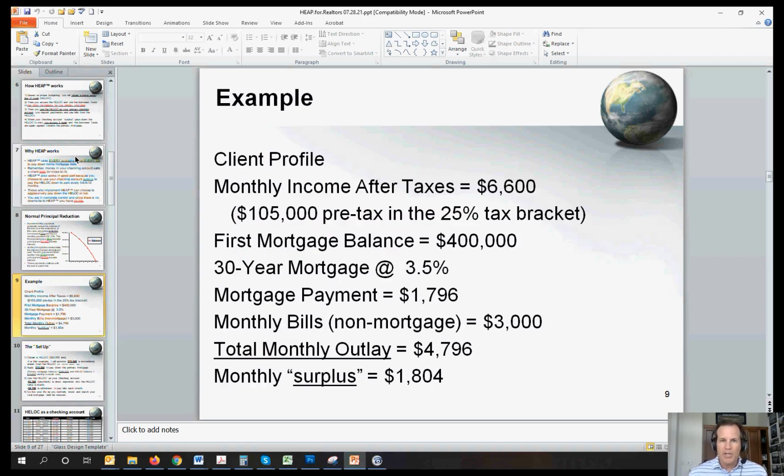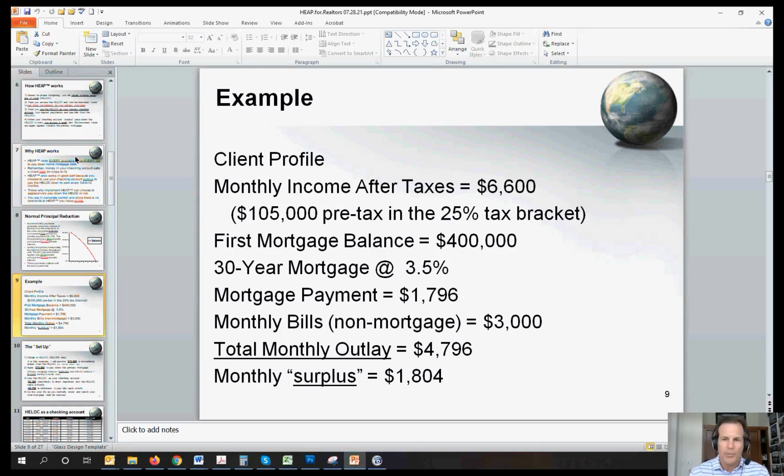So let's go ahead and keep that example. Now I'm going to assume that my client makes $6,600 a month, which, when I say it really quickly, sounds like a lot, but it's not in today's money. It's only somebody making about $105,000 pre-tax in the 25% tax bracket. So I make $6,600 a month. I've got my $400,000 mortgage, my 3.5% interest rate, and my mortgage payment of $1,796. Let's assume I have other bills of $3,000 every month that are non-mortgage.